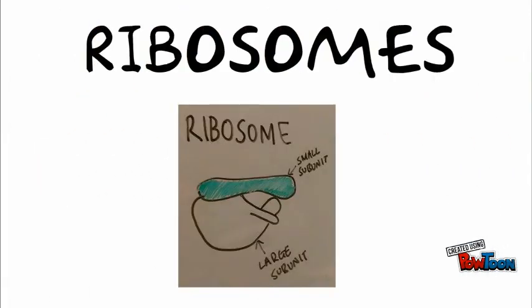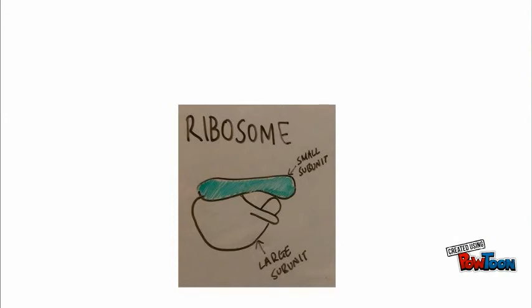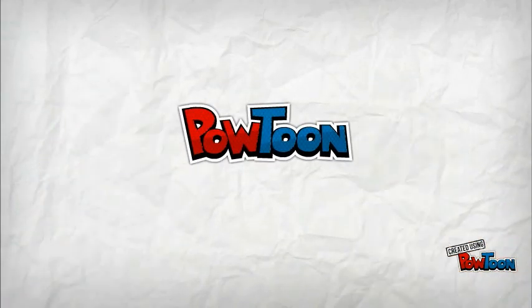Last but not least, there's the ribosomes, which are the site of protein synthesis. These are the smallest organelles, however they are the most numerous. They are found in two locations within the cell, either free within the cytoplasm or attached to the RER, the rough endoplasmic reticulum.